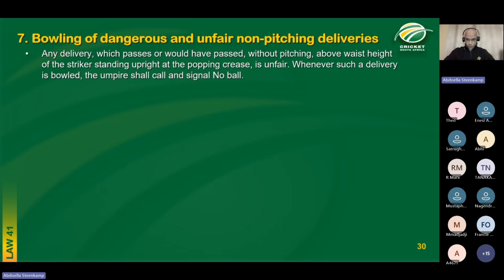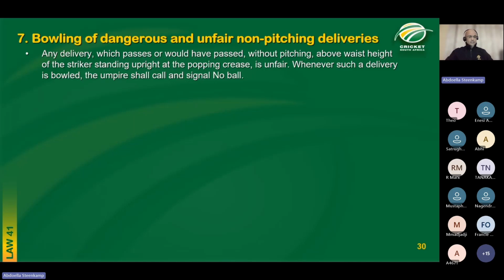Your judgment point is, and the question that you need to ask yourself is, if the batter was standing upright at the popping crease, would the ball have been above waist height? If the answer to that question is yes, you need to call and signal no ball. If the answer to that question is, I don't think the ball would have been above waist height if the batter was standing upright at the popping crease, you will deem that to be a fair delivery.